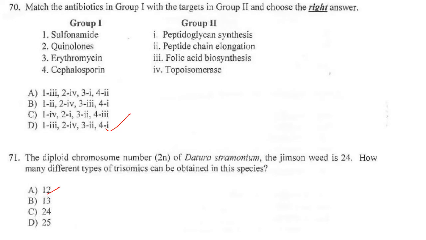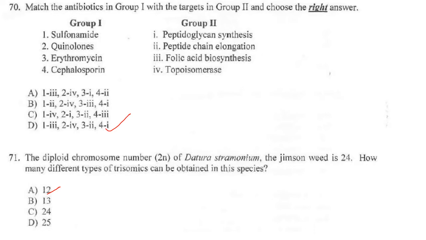The next one. Match the antibiotics in group 1 with the targets in group 2 and choose the right answer. Sulfonamide, folic acid biosynthesis. That is 1, 3. Then quinolones. Quinolones is topoisomerase. Erythromycin is peptide chain elongation. And cephalosporin is peptidoglycan synthesis. So the answer is 1-3, 2-4, 3-2, 4-1. Answer is option D.